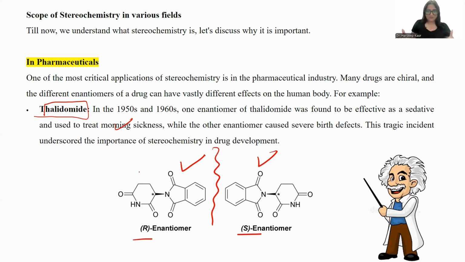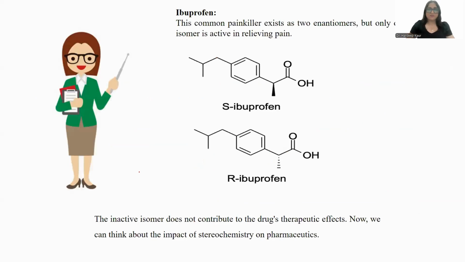So these two isomers have different chemical and physical properties. If one is used as a drug and the other is not, it causes severe birth defects. So this tragic incident made us understand the importance of stereochemistry in drug development. Stereochemistry plays a very important role in the pharmaceutical industry, and many drugs are chiral and have different enantiomers which can be vastly used in the human body. Thalidomide was one example.